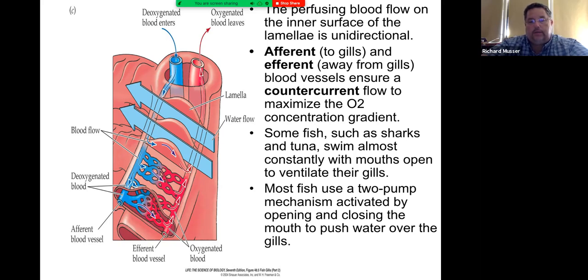But anyway, this is looking at the lamella, which has capillaries in it, and the blood is going in the opposite direction that the water is going. The water is going in through their mouth and across their gills and out their opercula. Well, the blood inside the gills and through the lamella is going in the opposite direction. What that does is cause a countercurrent to form, meaning that the blood is going in one direction, and the fresh oxygenated water is going the opposite. So we call that a countercurrent.